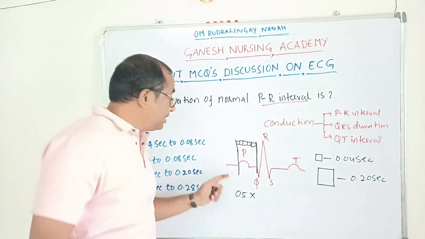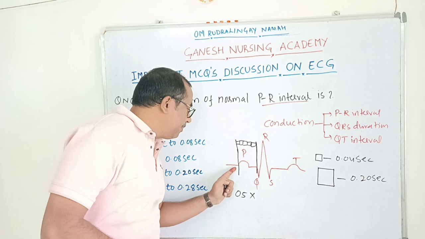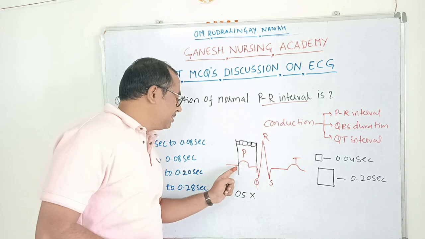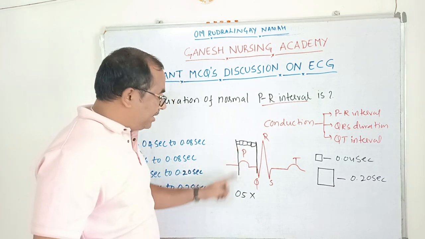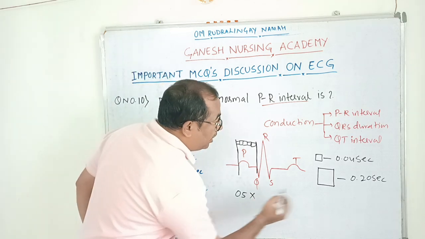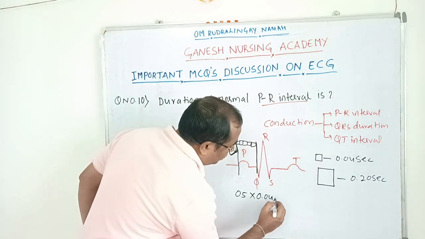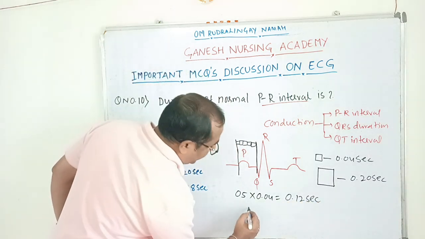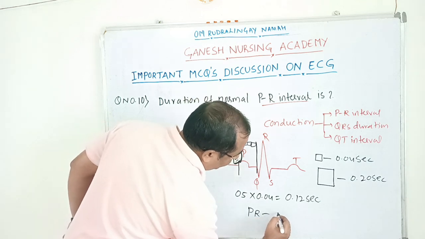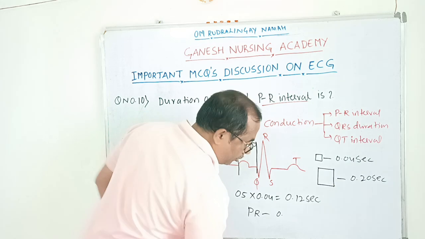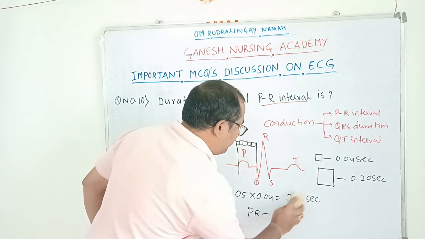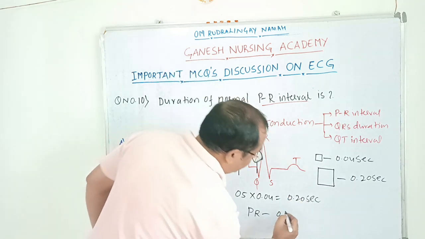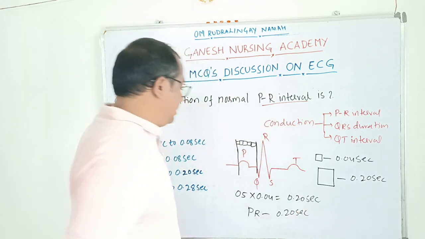So we have to just count the number of small boxes. First we mark the beginning of P wave to the beginning of Q wave, and then count the number of small boxes present between these two points. Take an example, if there are 5 boxes present, then 5 into one small box duration of 0.04 is 0.20 second. So this is the PR interval. So 0.20 second is the answer for this question.